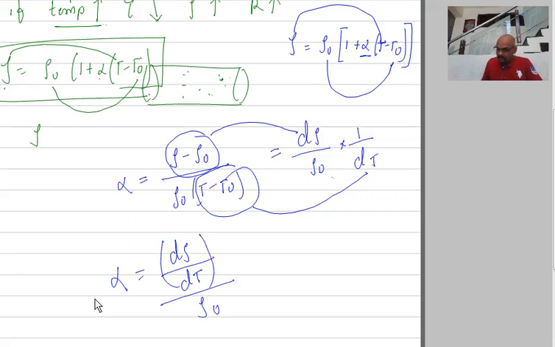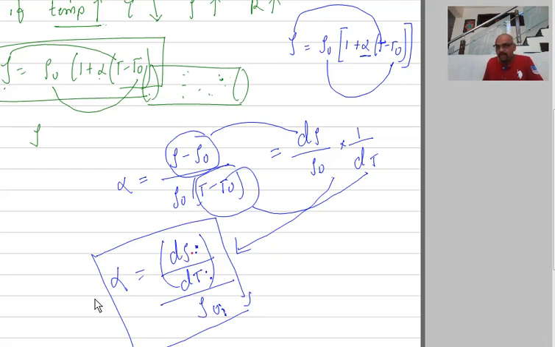Can we write this equation like this, d rho by dt divided by rho naught? No doubt we can write; there is no harm in writing this equation. So now define what is d rho, the change in the resistivity. dt you make it 1 Kelvin. So it is the change in the resistivity per Kelvin to the resistivity at 0 Kelvin, or the fractional change in the resistivity to the resistivity at 0 Kelvin. That is how alpha is defined.